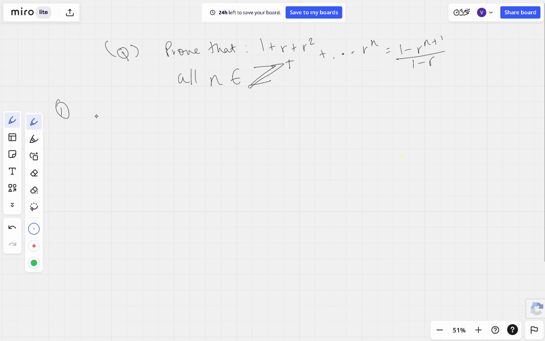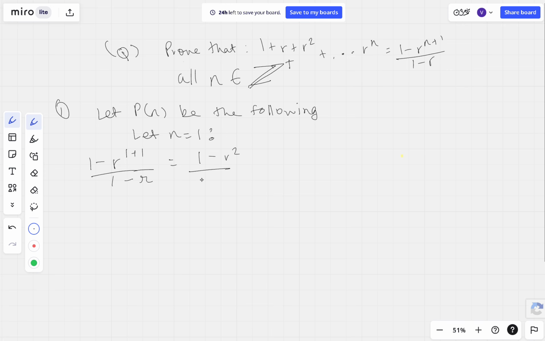First, you're going to say let P of n be the following. So we're going to take the first positive integer, which is 1. So let n equal 1. Over here, we're going to use the right side. So it'll be 1 minus r to the power 1 plus 1, divided by 1 minus r. So it'll be 1 minus r squared upon 1 minus r.